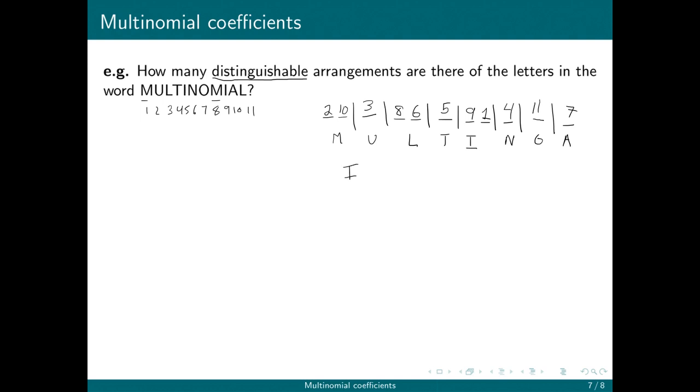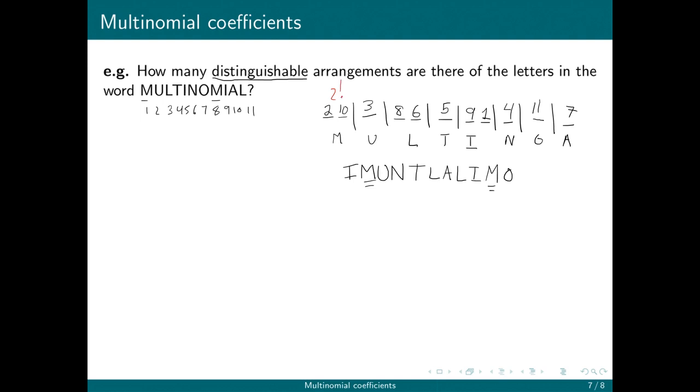I, M, U, N, T, L is 6, A is 7, L is 8, I is 9, M is 10, and 11 is O. Now I could have swapped these M's, and you wouldn't be able to tell it apart. So I don't care what order these M's are going to go in.